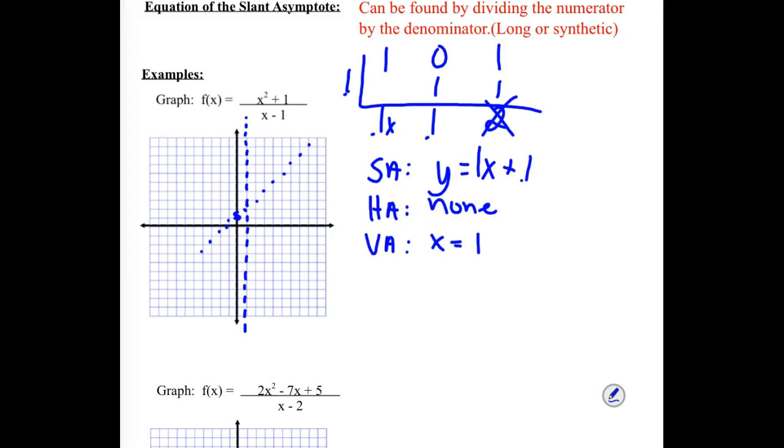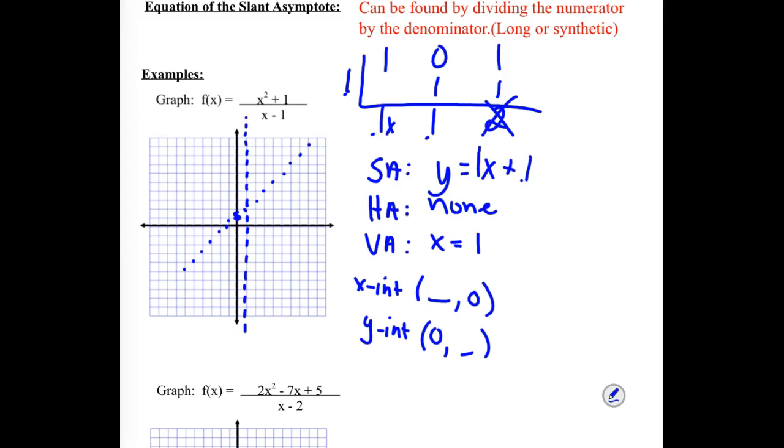My board's off here. All right, so we have that slanted asymptote. Let's find any intercepts. The x-intercept is the value for x when y is 0. The y-intercept is the value for y when x is 0. All right, so what do we know?